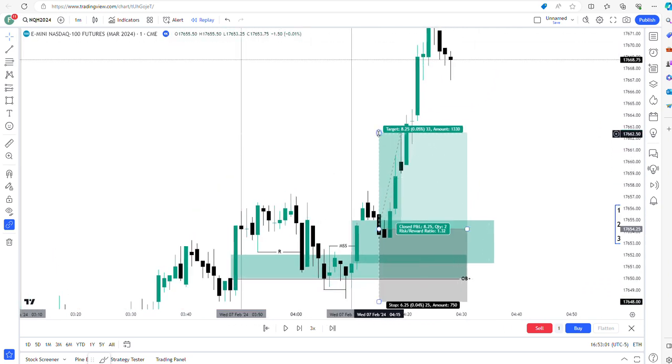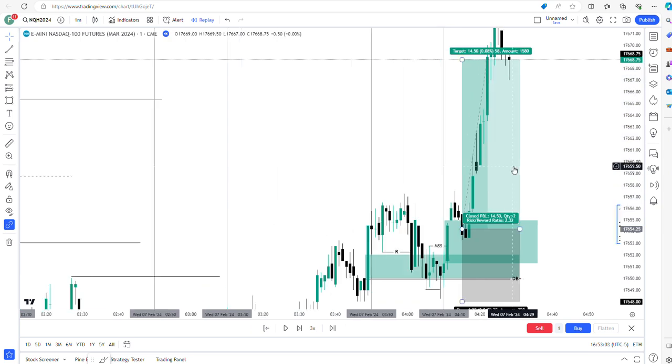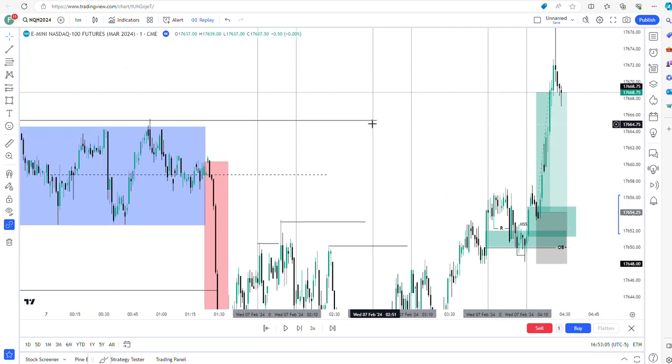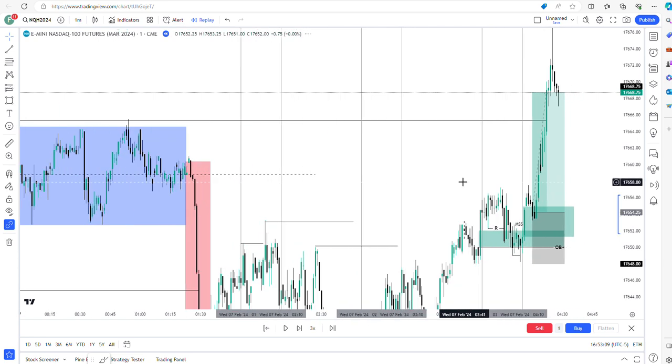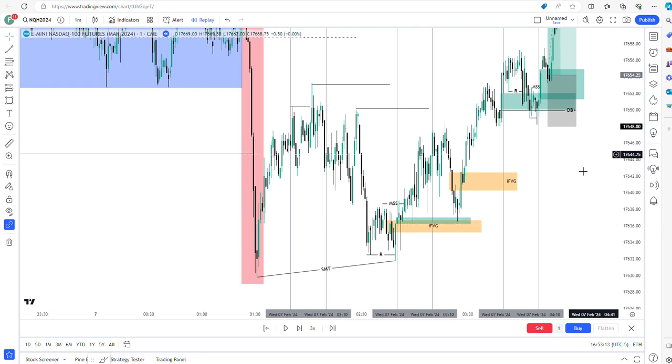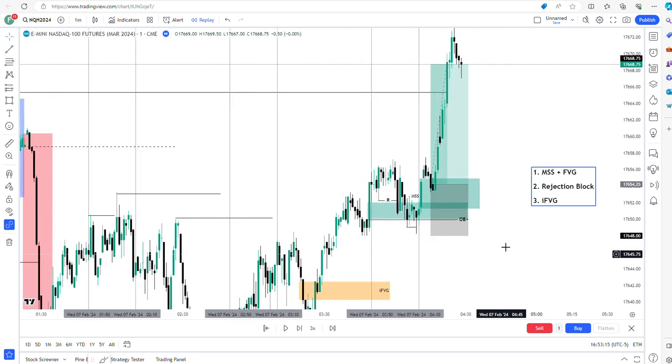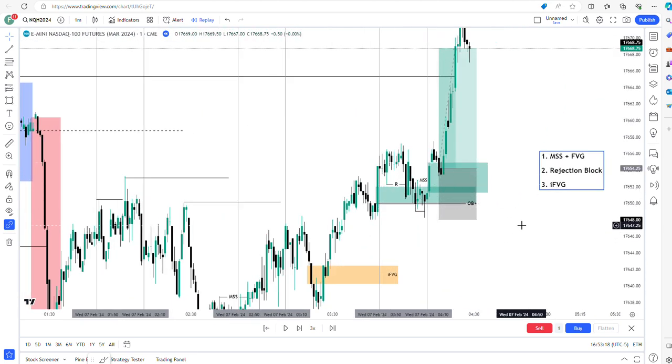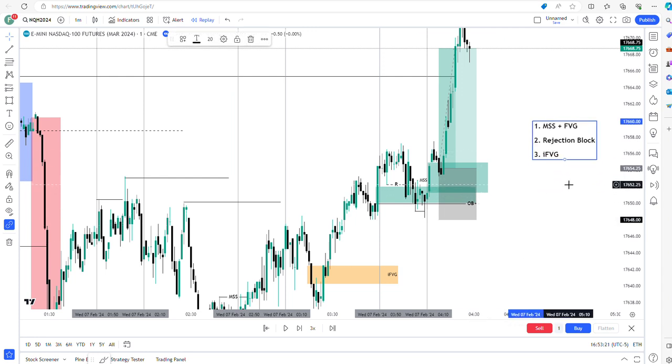What do you target? Well, it's up to you what you target, but if you wanted a 1 to 2, you get that. Or you could take off some partials at the top of this accumulation, right? So this is how you can use macros. Some macros are going to give you entries. Some macros are going to show you something important, and you can execute just after the macro. So those are the ways that I use macros, and these are just some examples from the London session.